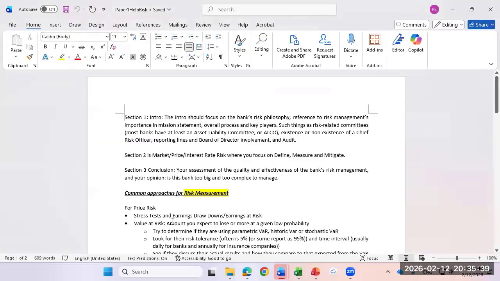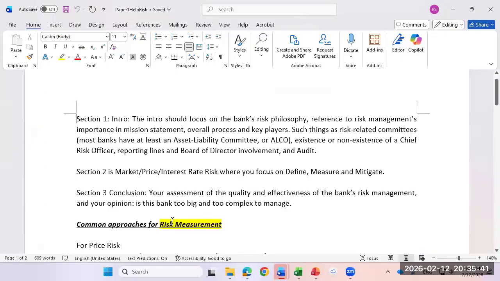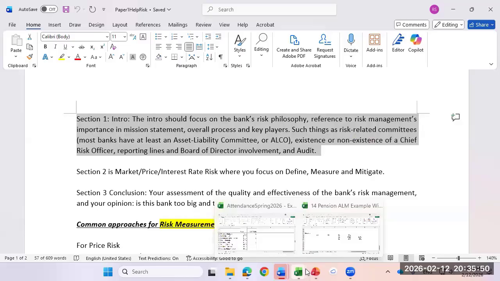right. So paper one, just a quick few minutes on this. You should be making some headway into this. So you have an introduction section where you're going to talk about this documents out there on Canvas.